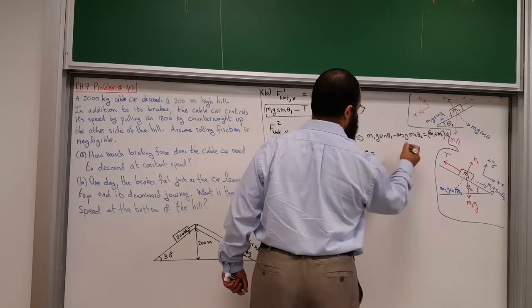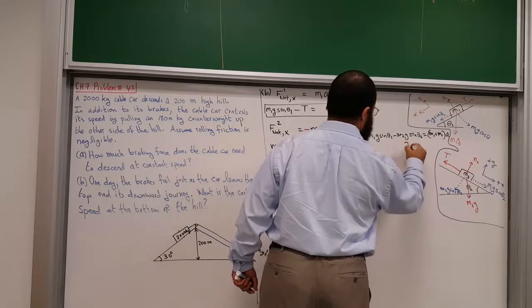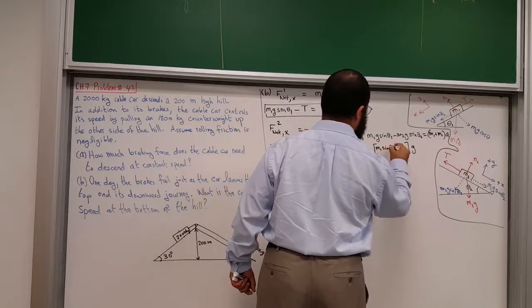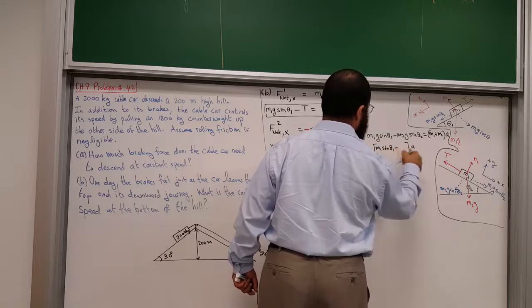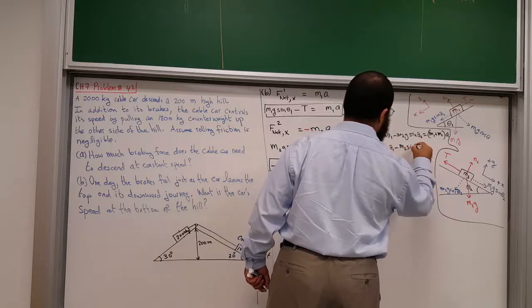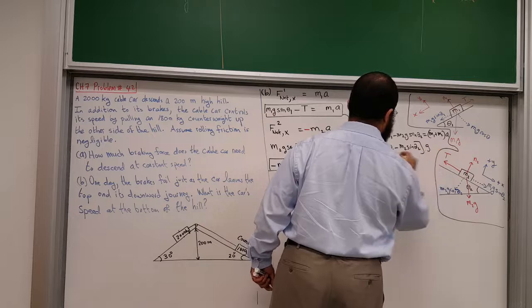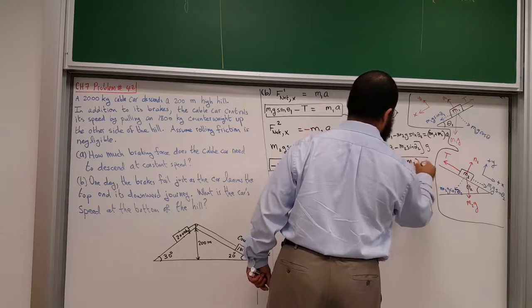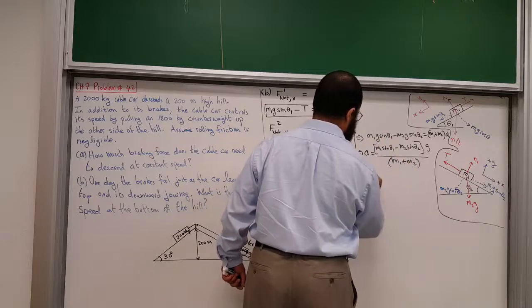I'm going to factor out the g. And then here you have m1 sine theta 1 minus m2 sine theta 2, times g. And then you divide by m1 plus m2. And so you get the acceleration.